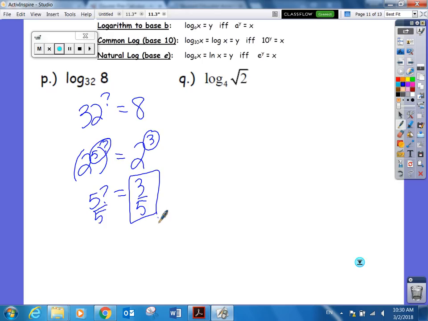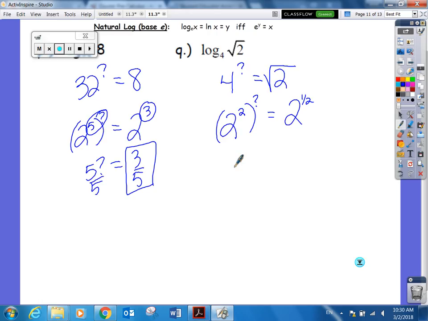Same thing for letter Q. 4 to the what equals the square root of 2? So this we can say 2 squared, and this one we can get rid of the radical using that property from day 1. Power is 1, root is 2, 2 to the 1/2. Square root, same as raising something to the 1/2. And then we can say 2 times what equals 1/2.